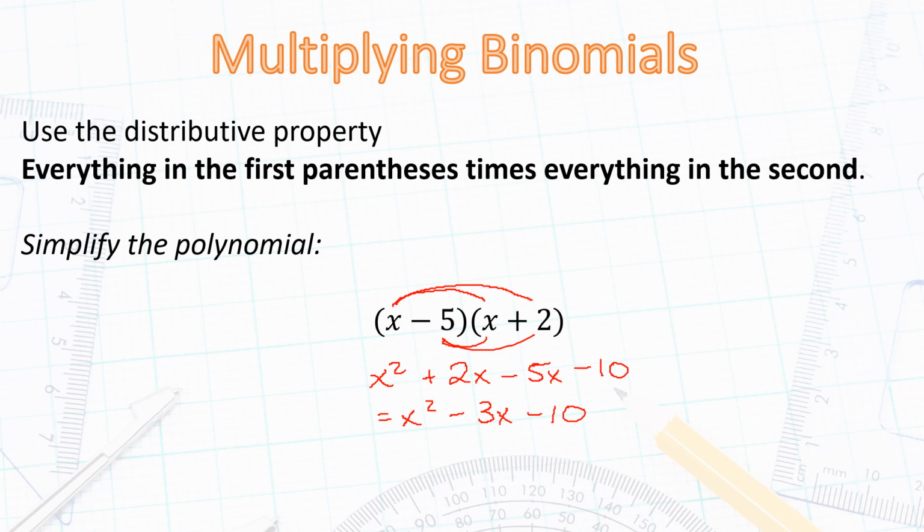So just make sure, x in the first parenthesis was multiplied by the x in the 2 in the other one. Minus 5 was multiplied by the x in the 2 in the other one. You never do x times minus 5, like in the first x and the first minus 5. That does not happen. So it's everything in the first parenthesis times everything in the other parenthesis.